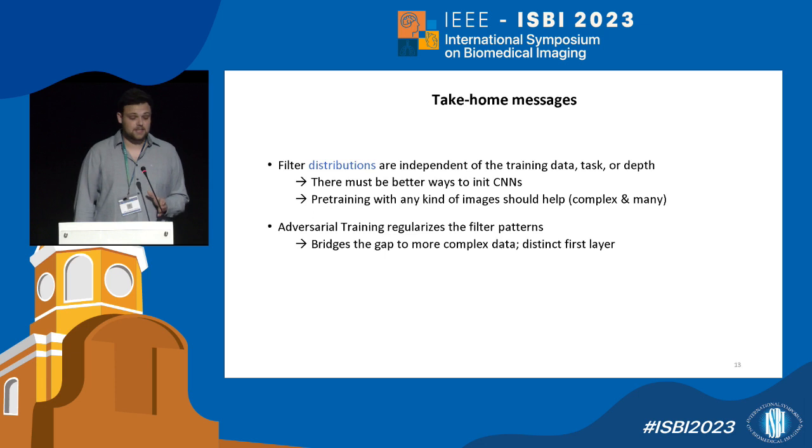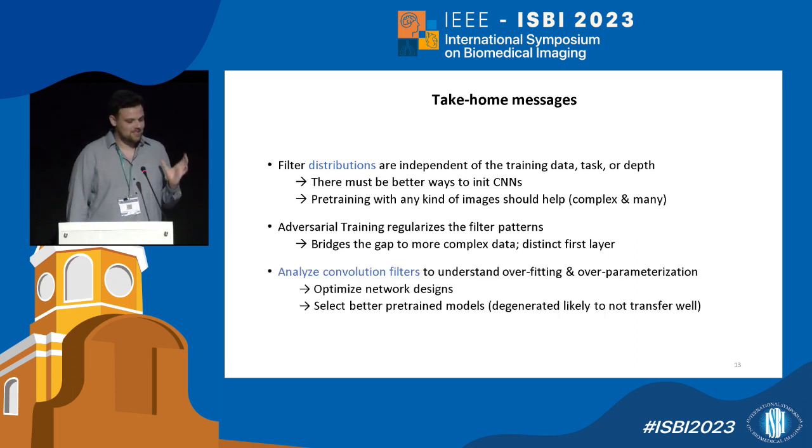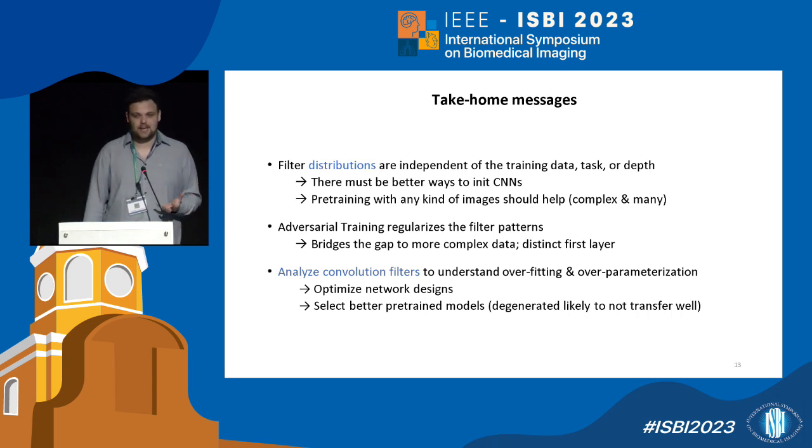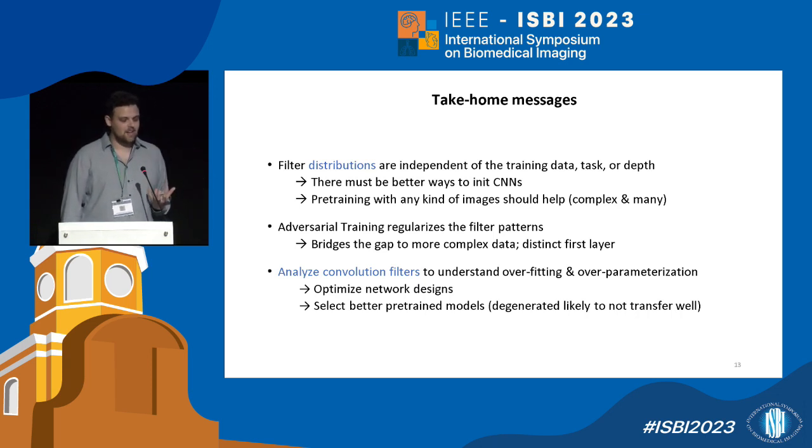The second thing we have seen is that adversarial training has a regularization effect on filter patterns. It kind of bridges the gap to simply using more complex data sets or more data overall, and it learns a very distinct filter. And lastly, I hope this talk motivated you to analyze your CNNs and the filters that they learned, because this can help you to understand overfitting in your models and also overparameterization. Based on this, you can optimize your network, and you can also probably select better pre-trained models. This is also something that we're currently working on. The working hypothesis here is that models that have degenerated filters probably won't transfer very well.